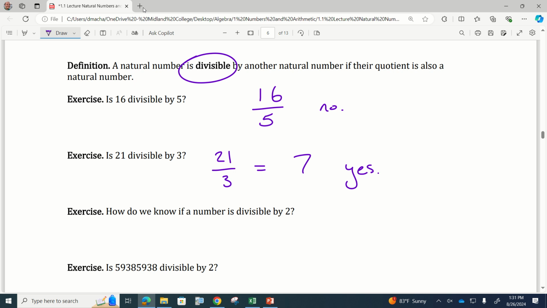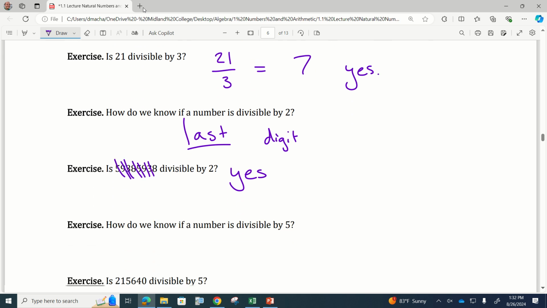How do we know if a number is divisible by 2? Yes, that is the definition of even, that it's a multiple of 2. But if I were to look at this number down here, what do you look at when you're trying to decide if it's divisible by 2? The last number. Yeah, I only care about the last digit. So forget the 5 and the 9 and the 3 and the 8. It doesn't matter. The only thing that matters is whether that last digit is 0 or a multiple of 2. So in this case, 8 is divisible by 2, so we're good to go.